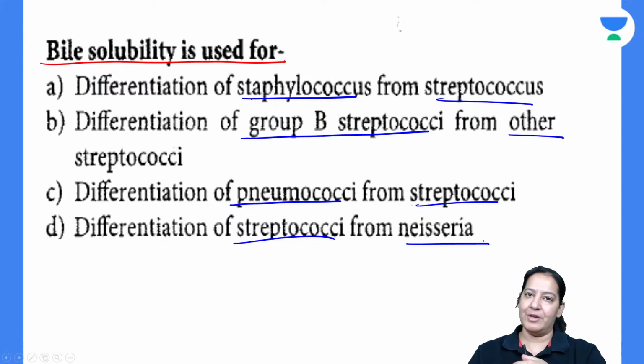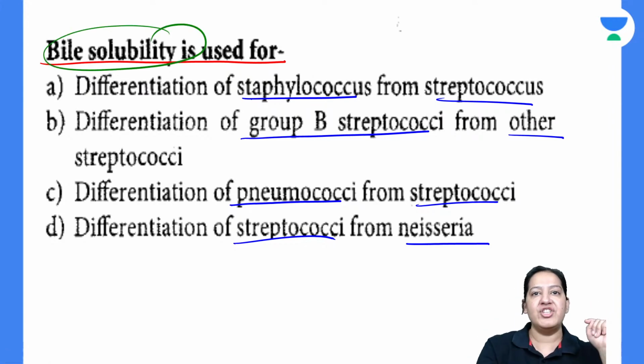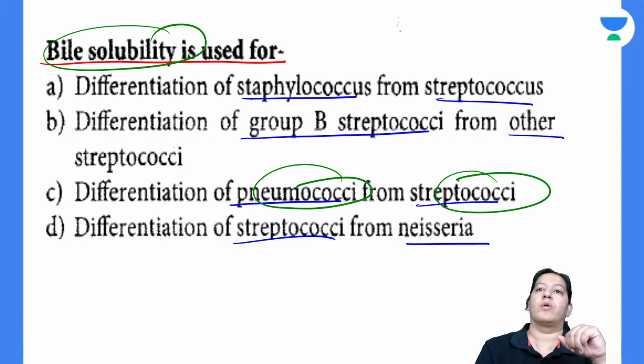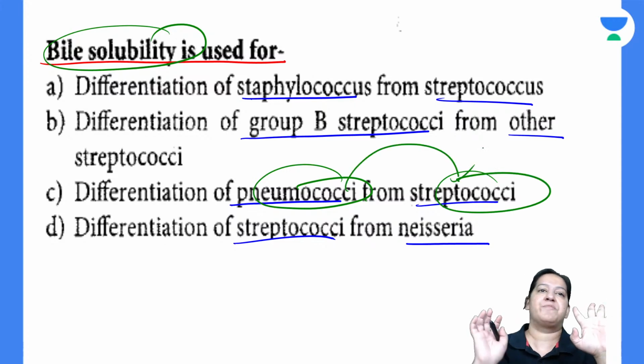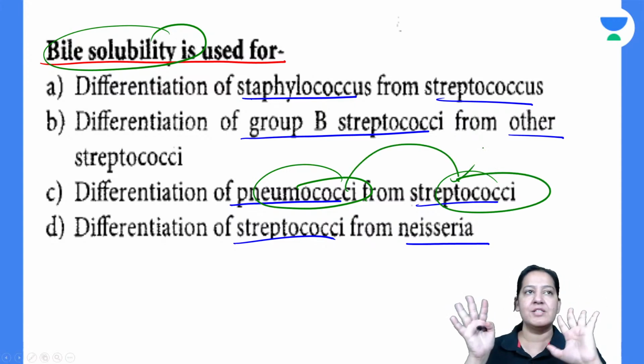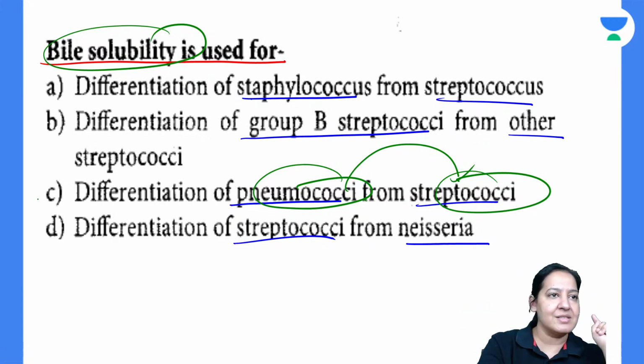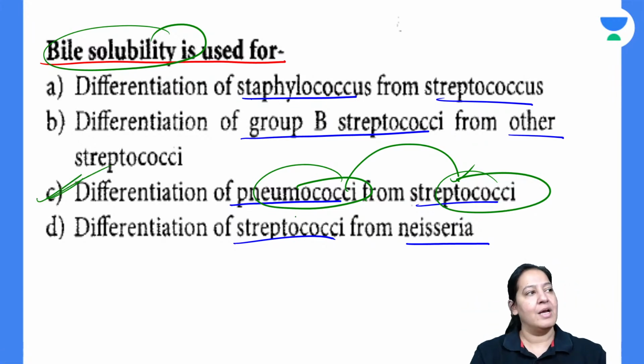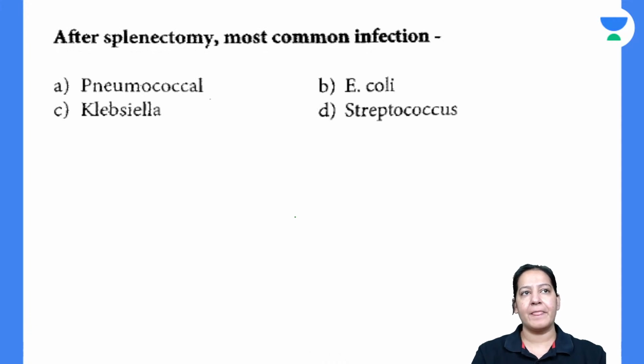Sameer, Lavanya? Yes, Sameer, you are absolutely right. So we use the bile solubility test to differentiate pneumococcus from all the rest of the streptococcus. As I have told you, pneumococcus is also a streptococcus. We want to differentiate pneumococcus from other streptococcus based on this test. So the correct answer here is C. You got my point? Give me a thumbs up.